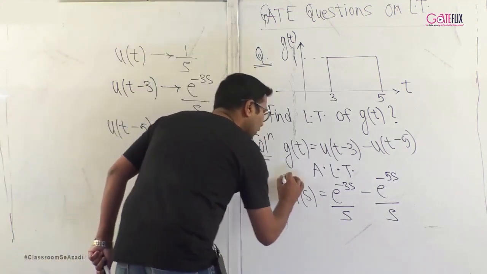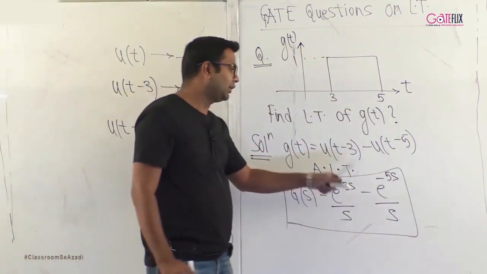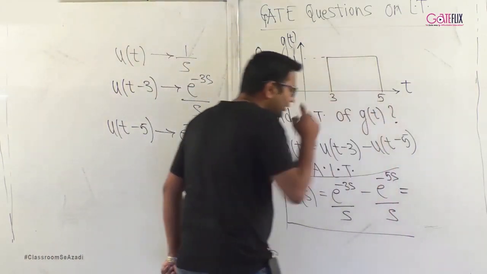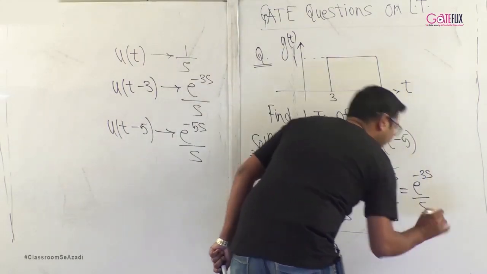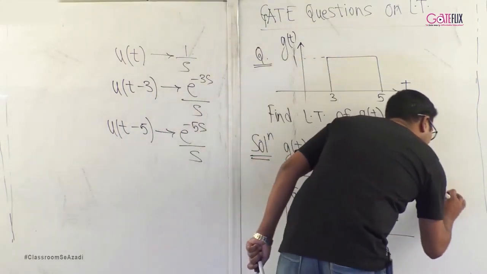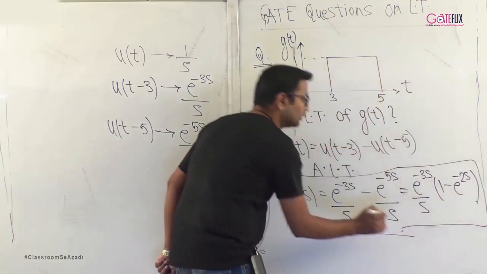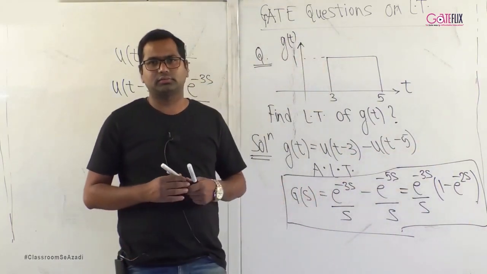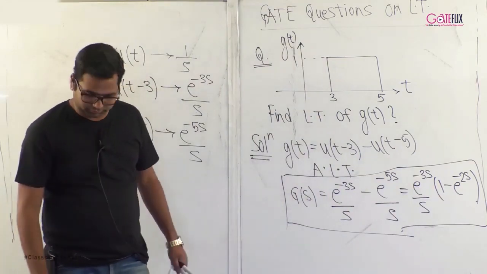Therefore, the final answer for the given question will be e raised to minus 3s by s minus e raised to minus 5s by s. We can also take e raised to minus 3s divided by s outside. Therefore, this will become e raised to minus 3s by s into 1 minus e raised to minus 2s. I hope you have understood the solution to this question.